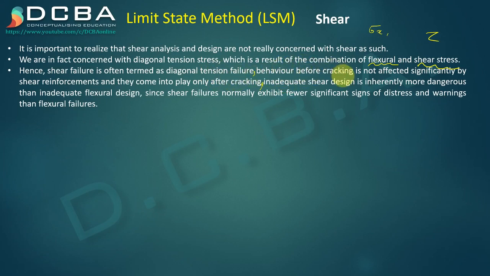Behavior before cracking is not affected significantly by shear reinforcements, and they come into play only after cracking. Inadequate shear design is inherently more dangerous than inadequate flexural design, since shear failures normally exhibit fewer significant signs of distress and warnings than flexural failures. So what it is saying is that the shear failure is a diagonal tension failure because those cracks are propagating diagonally, and the behavior before cracking is not affected by shear reinforcements.